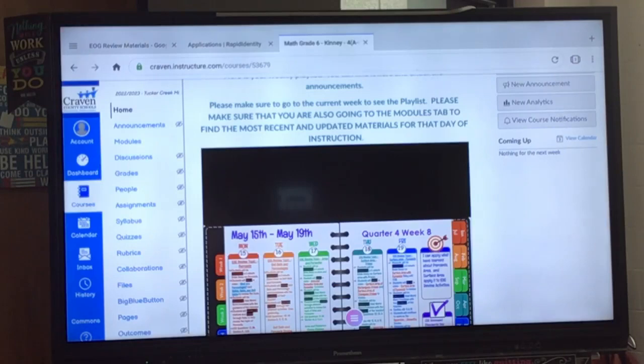Once you glue this in, you need to open up your iPads. You need to go to question number 21. And once you get there, stand up, and that lets me know you're ready to go.